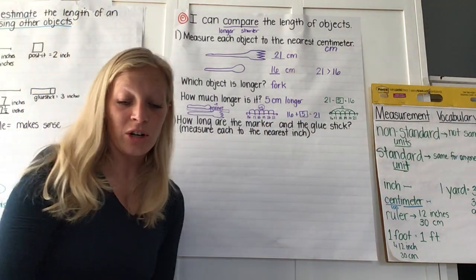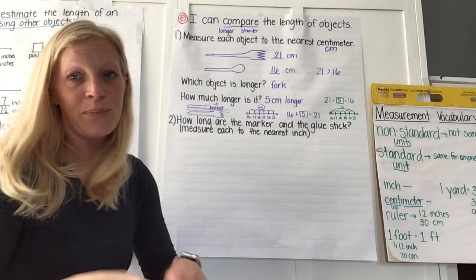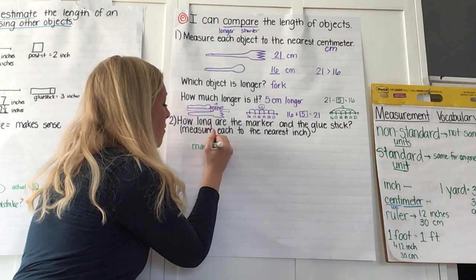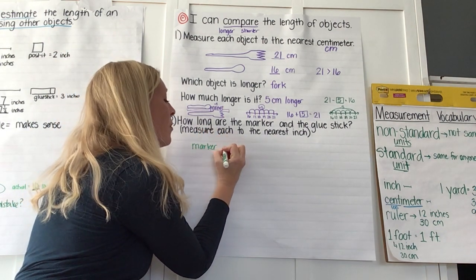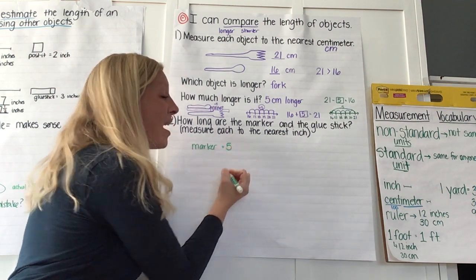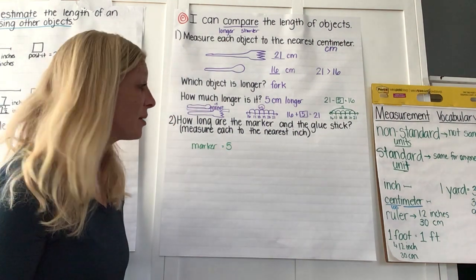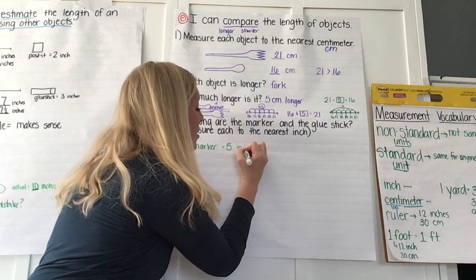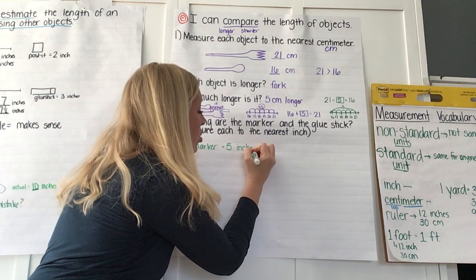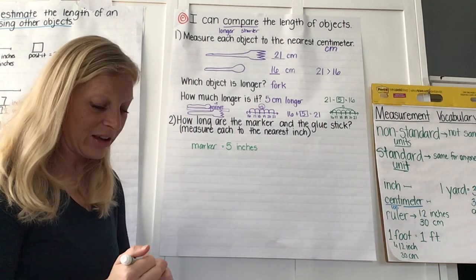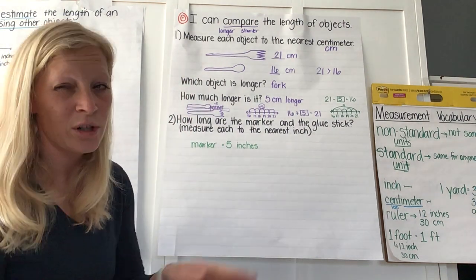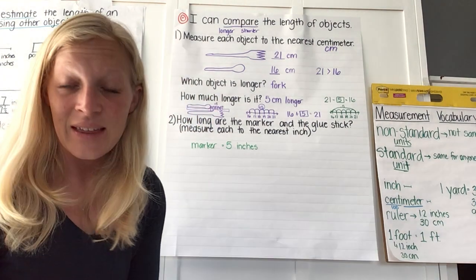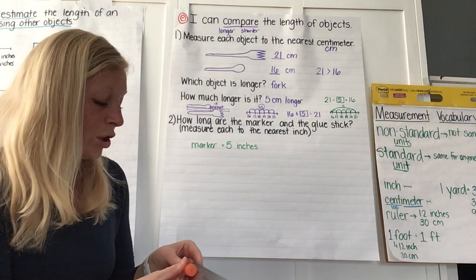So my marker is about what? Marker is about 5 what? Centimeters or inches? Inches, different unit of measure. It's about 5 inches. We're measuring to the nearest inch. It was closer to my 5 than it was to my 6. Let's take a peek at this glue stick.